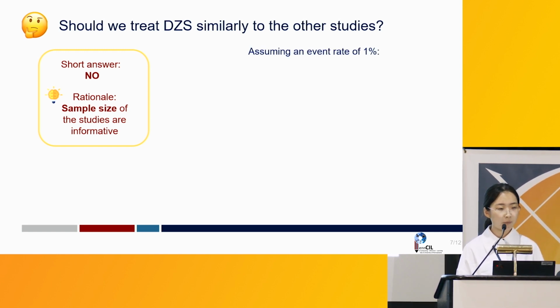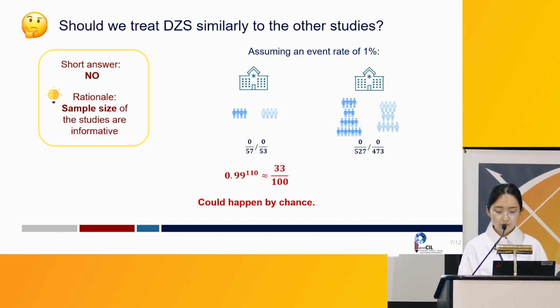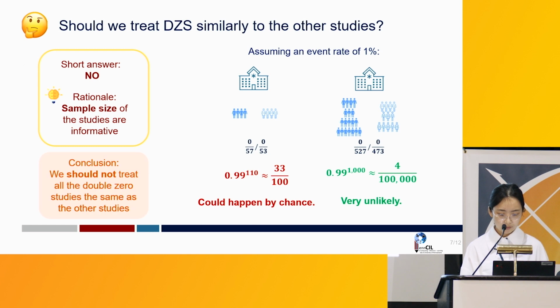Assuming an event rate of 1%, the chances of observing a cohort with 110 double zeros is 1/3, which is probable. Whereas the chances of observing a cohort with 1,000 double zeros is around 4 out of 100,000, which is very unlikely. And therefore, the actual event rate for the large double zero studies might be much lower than 1%, indicating the fact that they might be coming from the extremely low-risk population. So our conclusion is that we should not treat all the double zero studies as the same as the other studies.